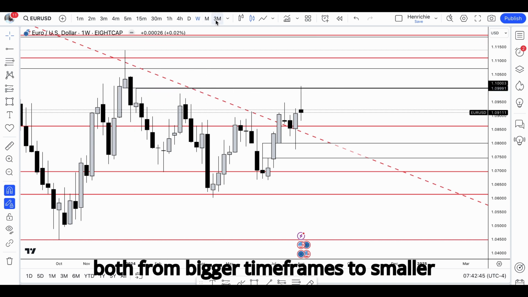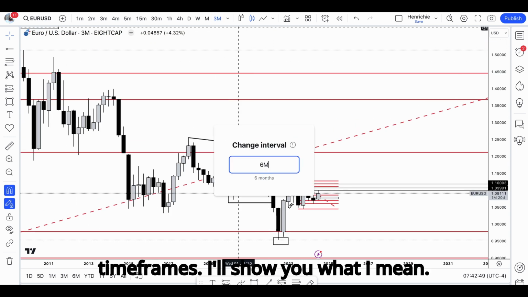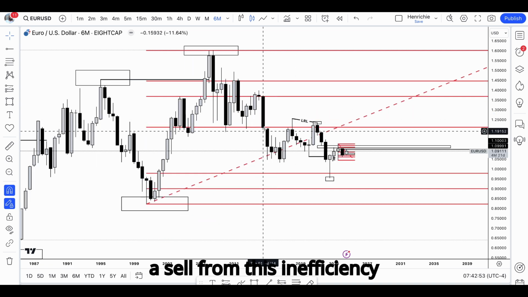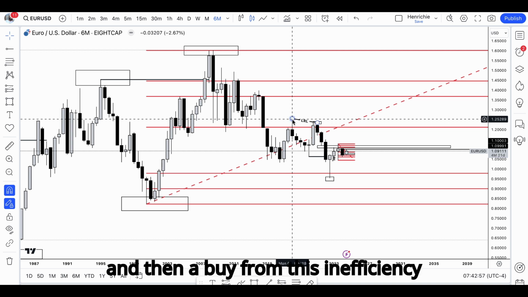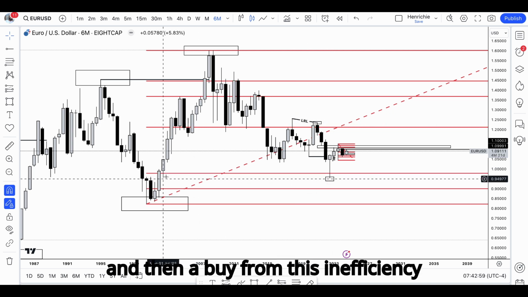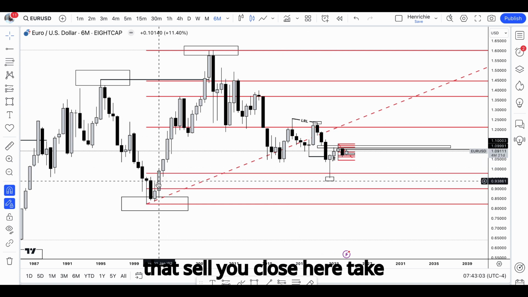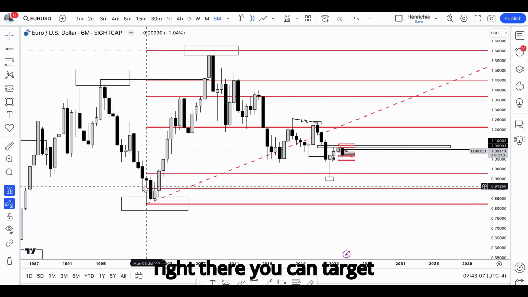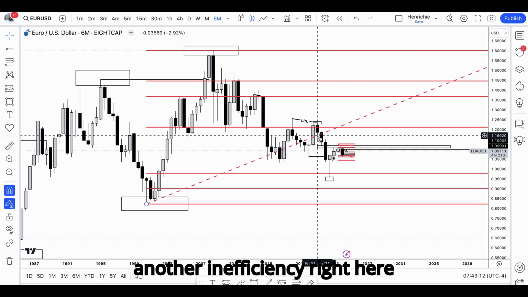This works both from bigger time frame to smaller time frames. I will show you what I mean. I showed it already. You could have taken a sell from this inefficiency and then a buy from this inefficiency. That sell, you close here, take profits. Another buy from here, right there, you can target another inefficiency right here.